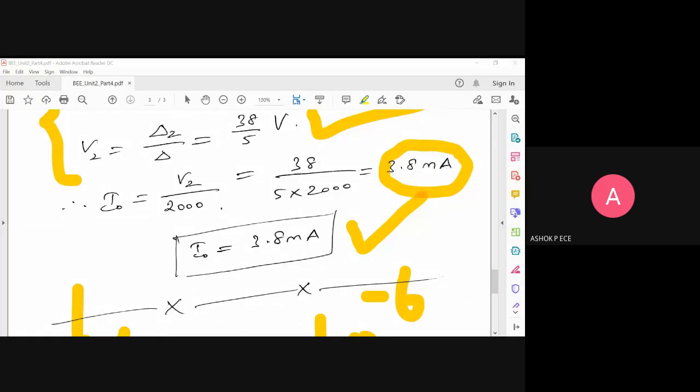If anybody has doubts in supernode, you can ask me now. We have completed supernode, so if you have any doubts, you can ask. Any doubts in supernodal analysis? The material is uploaded to your Google Classroom, so you can download it there and prepare yourself to understand the supernodal analysis technique.